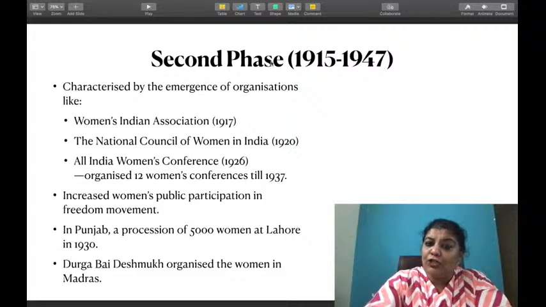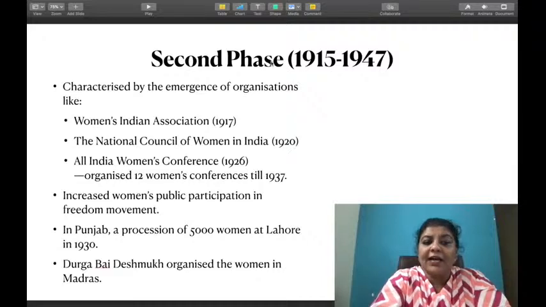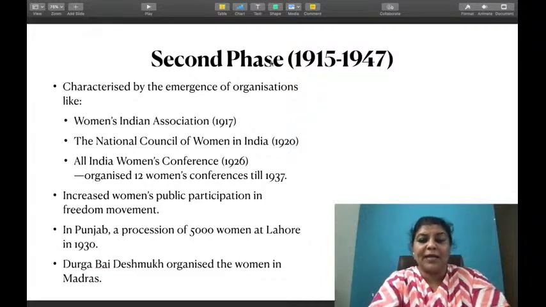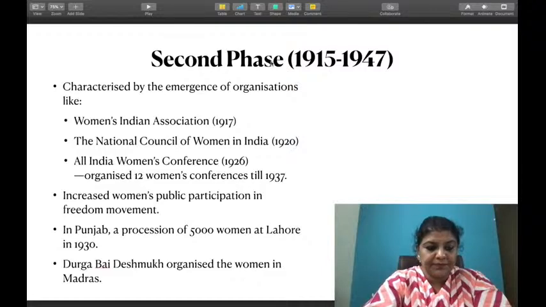Now, let me talk about the second phase in Indian feminism. The second phase is from 1915 to 47. It was characterized by the emergence of many organizations like Women's Indian Association, then the National Council of Women in India, then All India Women's Conference. All were very major organizations and endeavors that were taken up in the second phase from 1917 to 47 period.